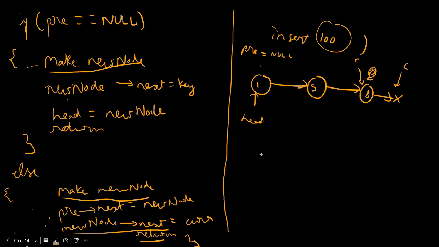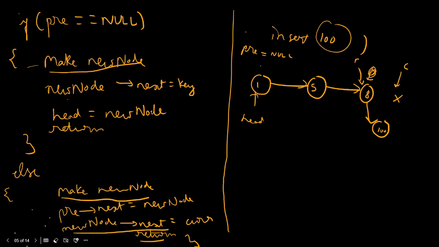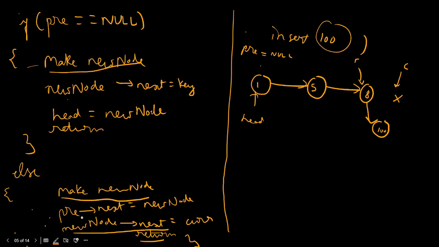My loop exits now, and then I can make a new node. My pre's new node is 100. Pre's next is equal to 100. It does this basically, and my new node's next is equal to cur. So 100's next will point to null, which is what we want. 100 is the end of the list. It should point to null. So now we can see that the code we wrote is handling insertion at the end also. We don't need to handle it separately. So yeah, this is how you do the insert function.